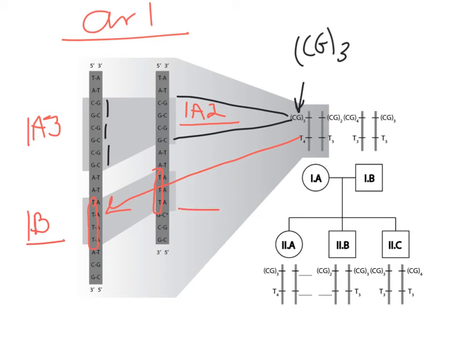So let's fill in the bottom 2. Got chromosome 1, locus B. Chromosome on the left is how many T's? 4. This one's 1B. 3.